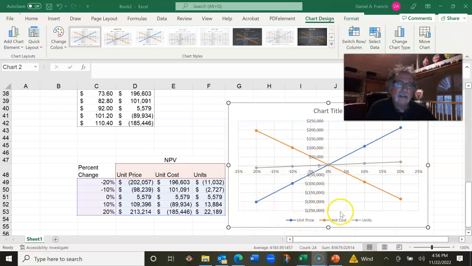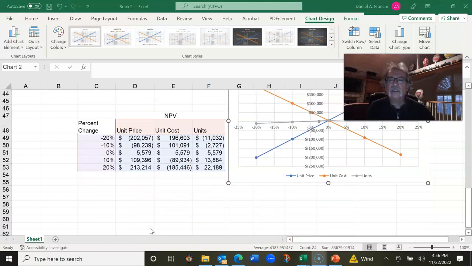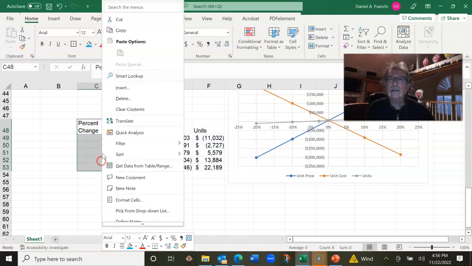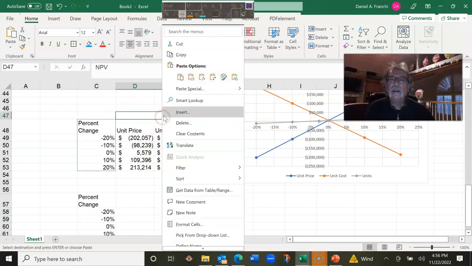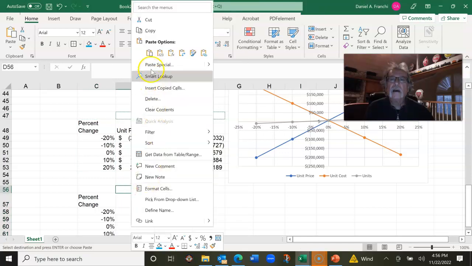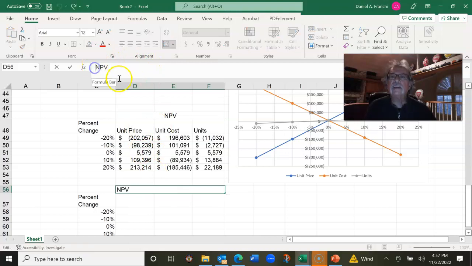But what I want to talk about next is this is one way to look at this, and this gives you magnitude. And you can do this with internal rate of return. But I think what's really powerful is looking at the percent change in net present value. Okay, so let's look at this. Let's do another table here. So we're going to copy this down to here. And what we're going to do is make this the percent change in net present value.